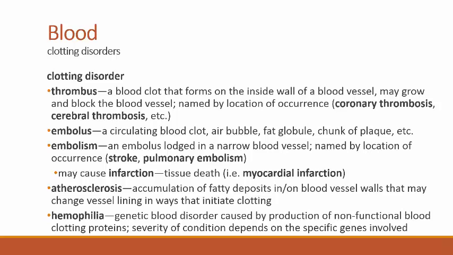And again, it's named by the location of occurrence. A stroke is an embolus that occurs, hopefully you said, in the brain. Pulmonary embolism occurs when that embolus is lodged in the lungs and so on.